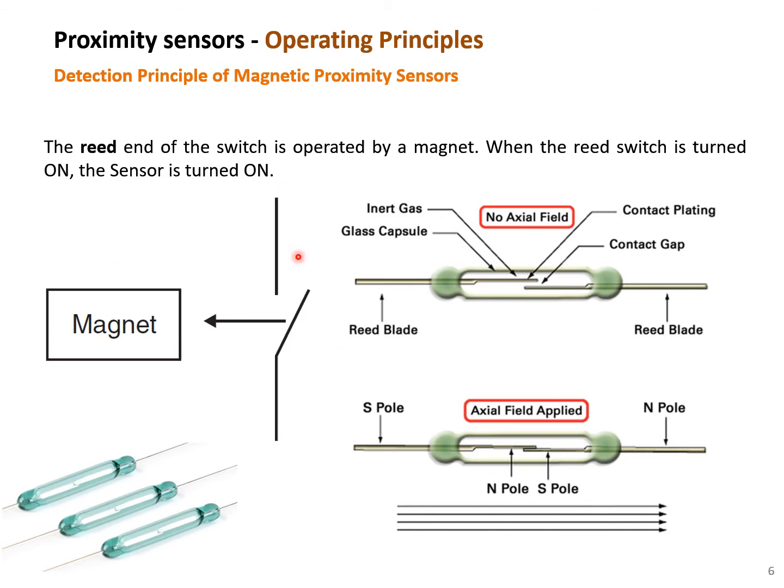So here you could see a schematic of these types of sensors. You have a magnet and two reed blades. Once the magnet is close enough to the switch, then those reed blades will come together, and we will have a full connection of the blades, and the electrical circuit will be closed.